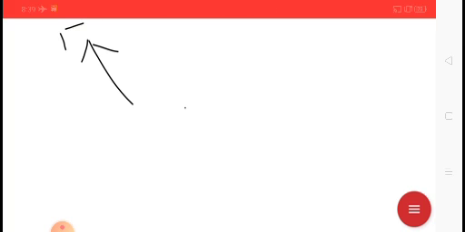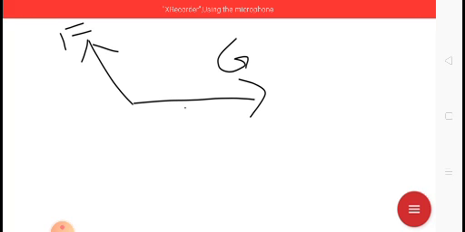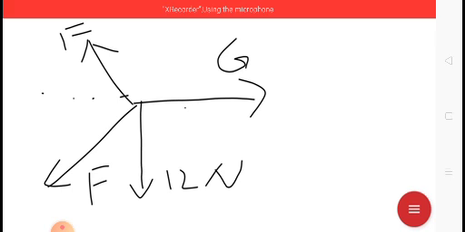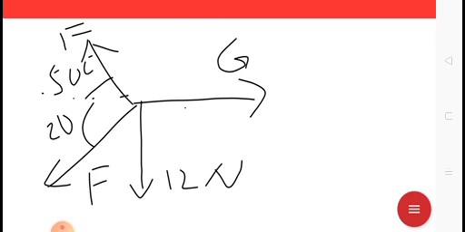You have F here, and you have a G here, another F here, and you have 12 Newton here, right? So 20 here and 50 here. Okay, for this scenario, I think a triangle is not suitable for this question because you have 4 forces and 3 unknowns. So the simple way, I think, is resolving of forces.